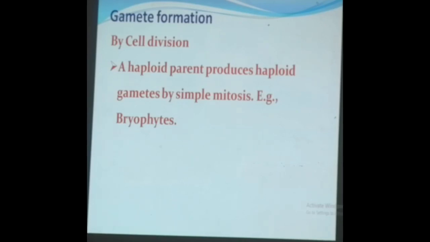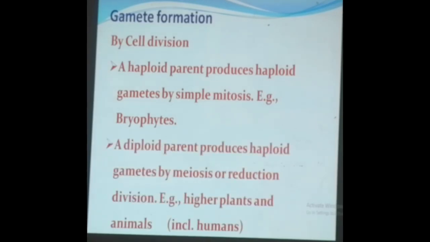In the case of bryophytes, you can see the haploid gametes are produced. In some plants or some creatures, what we find is a diploid parent will be producing the haploid gamete with the help of a major process called meiosis. See the difference? A haploid parent produces the haploid gamete by simple mitosis, and a diploid parent produces a haploid gamete by meiosis. These two things are to be remembered.